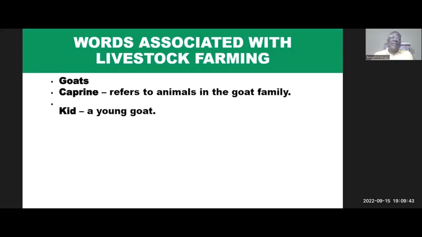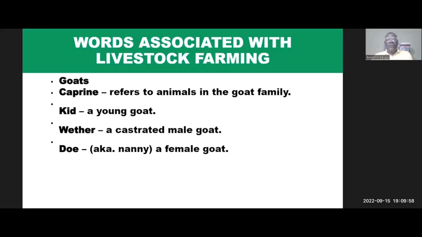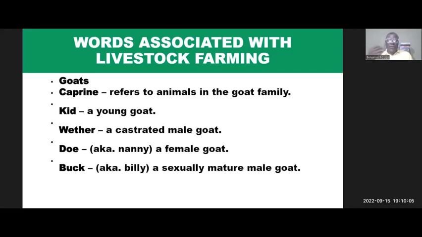And then kid is a young goat, okay? Wether is a castrated male goat. Some people call it a wether goat or simply wether, okay? Then you have doe, which is also called a nanny, a female goat, okay? While the one called buck, which is also called billy, is a sexually mature male goat, okay? That's so much about goats.